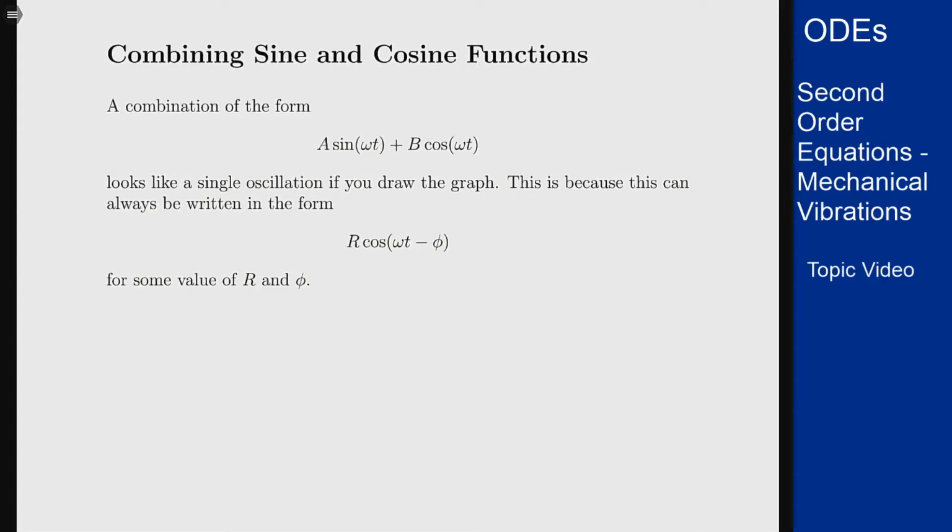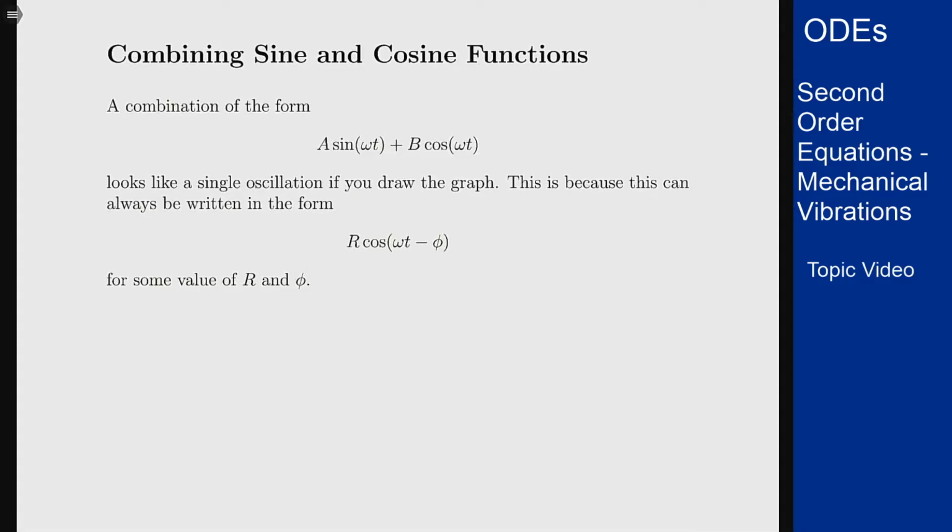This video will outline the details behind combining a sum of sine and cosine functions into a single cosine function. As a generic fact, a combination of the form a sine of omega t plus b cosine of omega t looks like a single function. If you draw the graph of one of these functions, you will get a curve that looks like a single sine or cosine function. It might be off a little bit to the side, but it's a simple cosine function.